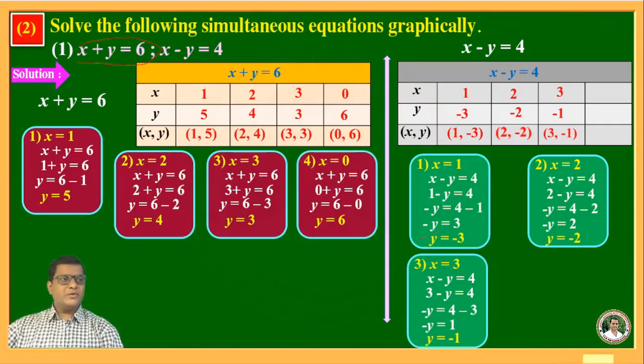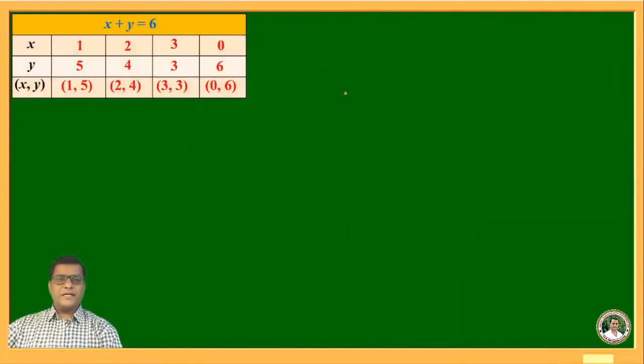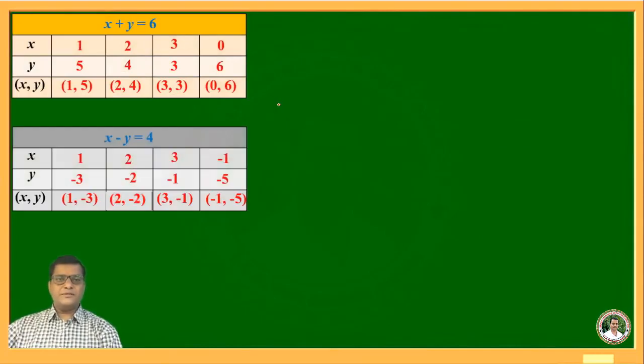In this way, you can complete the table by taking different values of x. Here next x is equal to minus 1 is taken. If you simplify this, then we will get the value of y as minus 5. Write this value in the table, and by using these two tables we will plot the graph on graph paper. Here the tables are taken. By using these tables we will plot the graph.